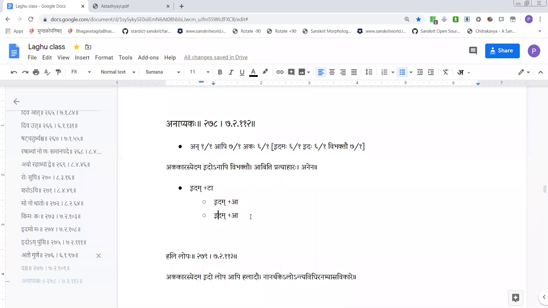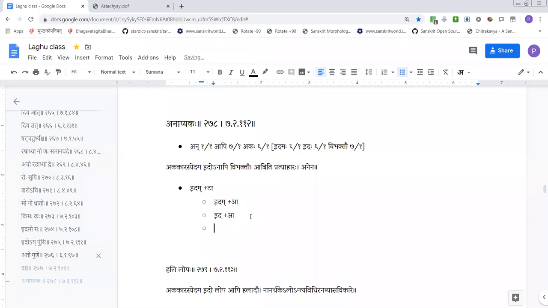Idaha, this id. And mind you, this has become what? Ida. How has it become ida? Because vibhaktu pare tyadadinam aha. So it will have become ida. And then what will happen here? Here id will be replaced by what? An. So ana plus a.